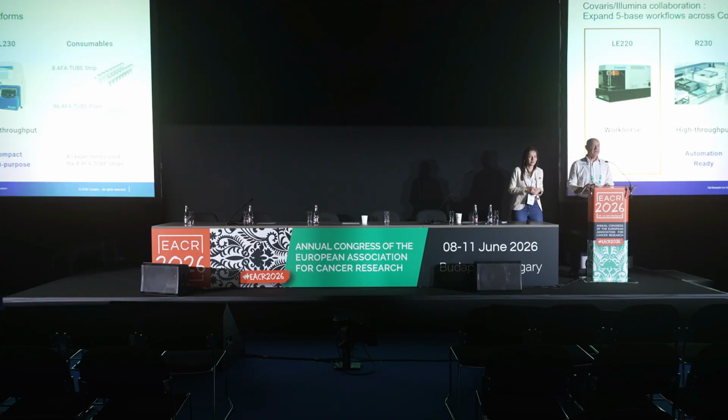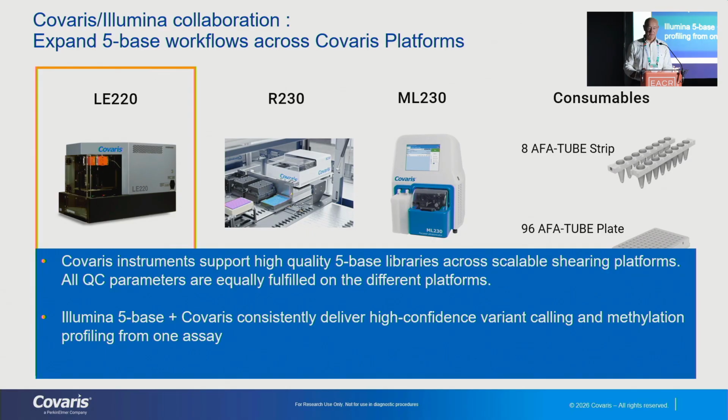Sure. The instruments you see here, the workhorse called the LE220, is present in a lot of labs around the world. But during the last years, we've introduced a high throughput solution called R230 and also a medium throughput ML230, which both work in 8 strips, but the R230 can also work in 96-well format. It can also be automated, and I'll come back to that. In principle, what we showed here with genomic DNA is that the Covaris instruments support the 5-base workflows irrespective of the throughput. So we have scalable solutions for the 5-base. And the Illumina 5-base and Covaris consistently deliver high confidence variant calling and methylation profiling.